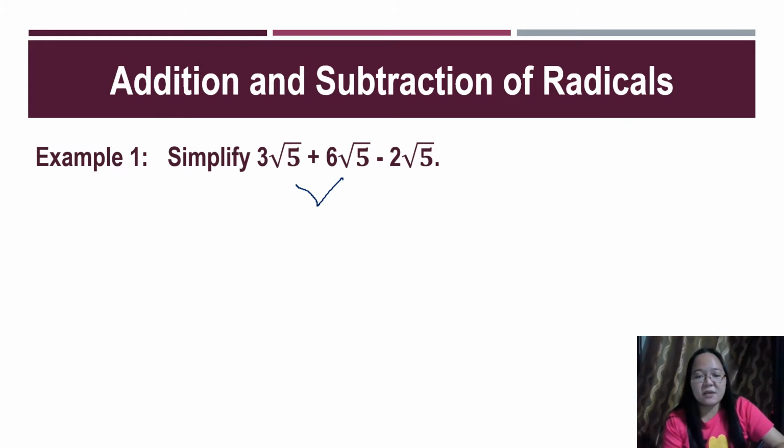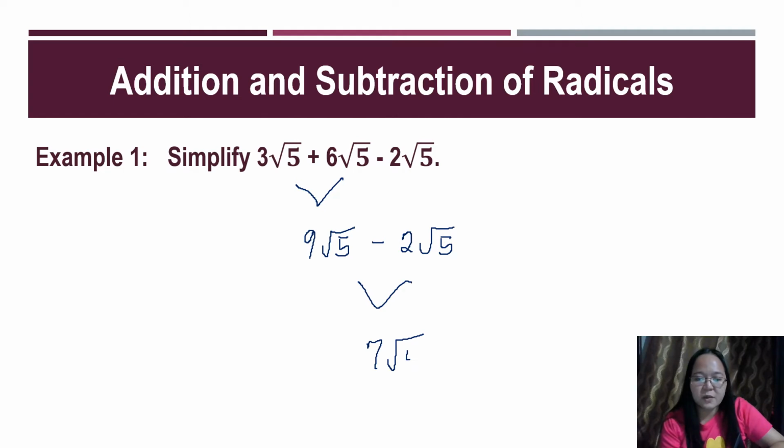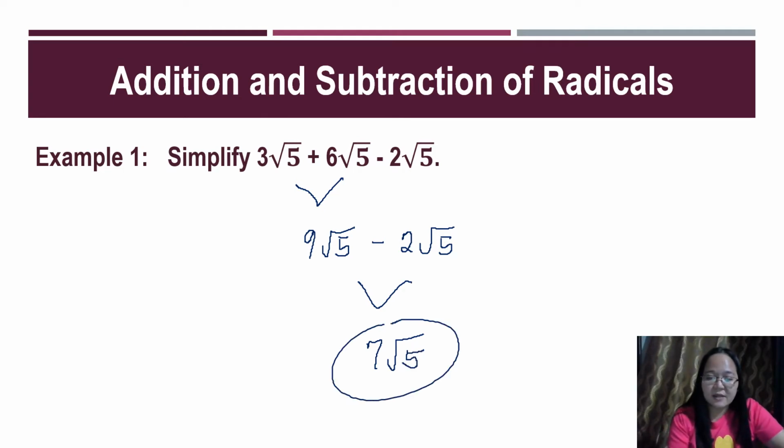First we will add 3 and 6. So 3 plus 6 is 9, and then just copy square root of 5. Bring down minus 2 square root of 5. Here we have 9 minus 2, 7, and then copy square root of 5. So for our final answer, we have 7 square root of 5.